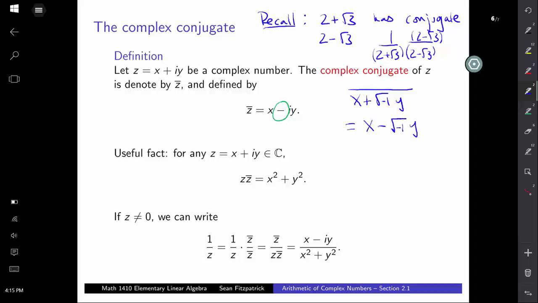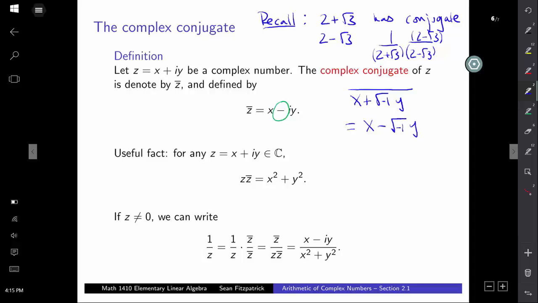But what's really useful here is that if you're doing something like this guy up here, 2 plus root 3 times 2 minus root 3, that number is never going to come out to give you 0, but it could come out to be either positive or negative depending on the numbers that you're dealing with. One of the really nice things about the complex conjugate is that when you multiply a number by its conjugate, you never get a negative number.